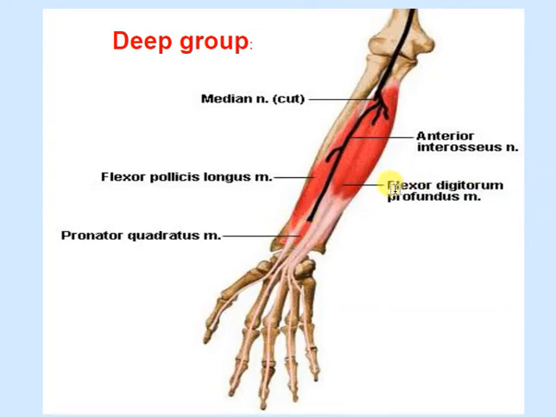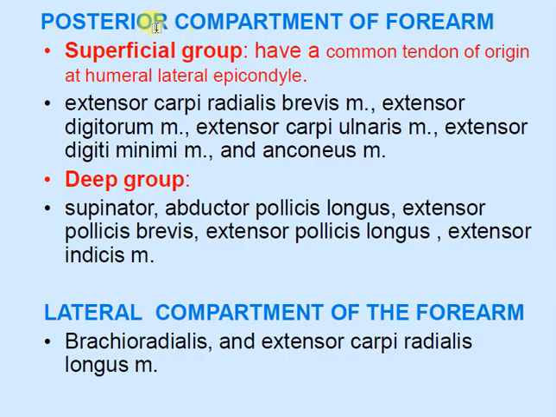Then you have the flexor digitorum profundus and anterior interosseous nerve. This is not the muscle, it is just the nerve supplying the interosseous membrane, anterior interosseous nerve. Now let's move to the posterior compartment of the forearm. In the posterior compartment of the forearm, again you have the superficial group. They have the common tendon of origin on the humeral lateral epicondyle. So the superficial group, their origin is lateral epicondyle, and we have different muscles here.